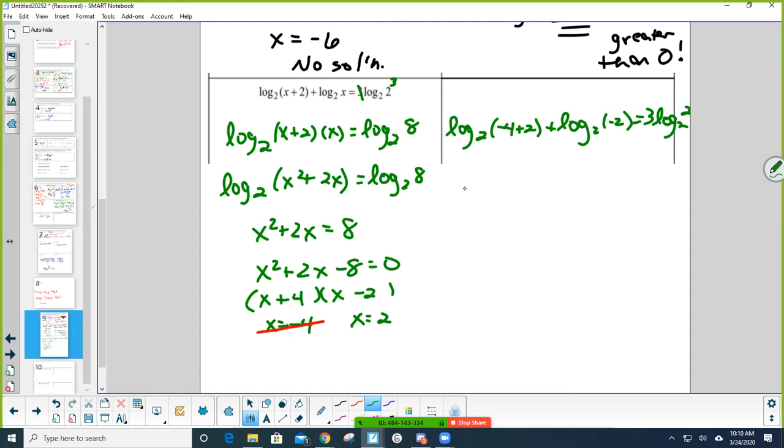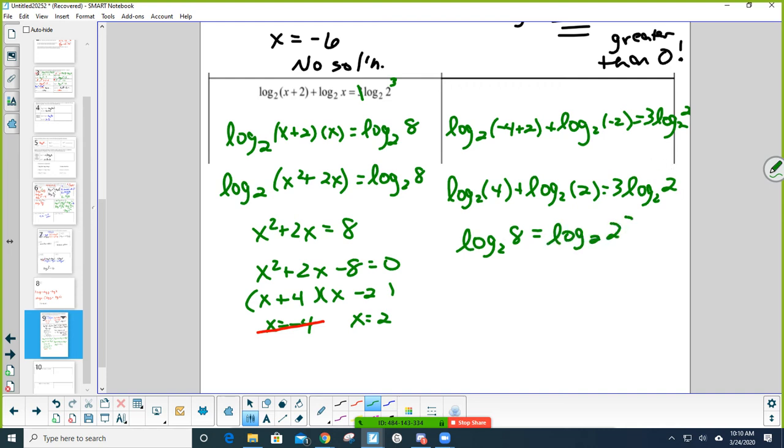Now I'm going to check the other one, and I'm going to write it a little bit faster now. I'm going to go ahead and put the 2 in here and get a 4. I'm going to put the 2 in here and get a 2. This side I combine. 2 times 4 is 8. I'm going to take the 3 up, just to show you that this is log base 2 of 8, and this is log base 2 of 8. So this is my answer.